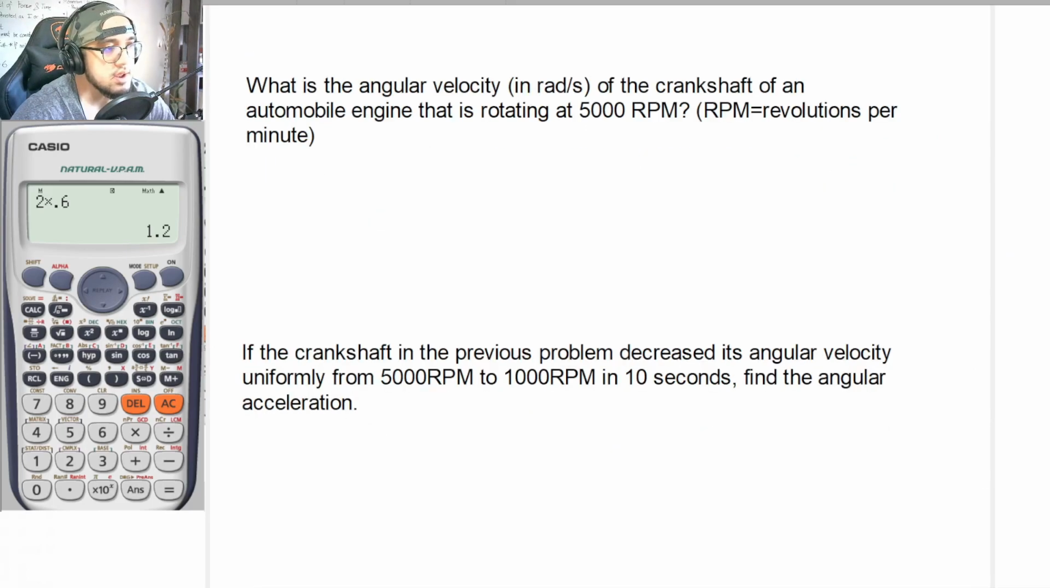Okay, so proceeding, let us have more examples. So third example: what is now to be the angular velocity in radians per second of the crankshaft of an automobile engine that is rotating at 5,000 RPM? So when we say RPM, it basically means revolutions per minute, or in some cases rotations per minute. So what that basically means is that for every minute, the crankshaft rotates at 5,000 rotations or revolutions.